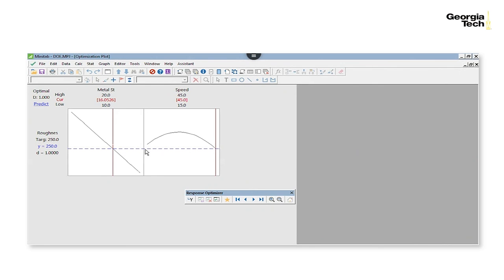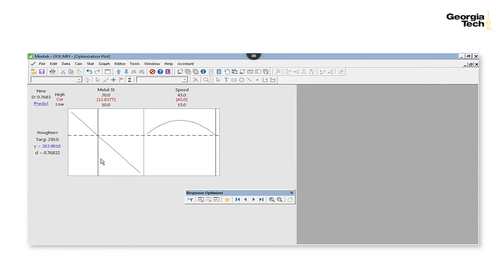Then we push the OK button, and as you can see, that shows the relationship between the response and your factors. So as you can see, the target is 250, and we can achieve this target with what? With metal strength at 16.05 and speed at 45. This is the speed, and that's the relationship between the speed and your roughness. And this is the relationship between roughness and metal strength. So if I set metal strength at this point, and if I set speed at this point, then roughness is going to be 250. I can play with this as well.